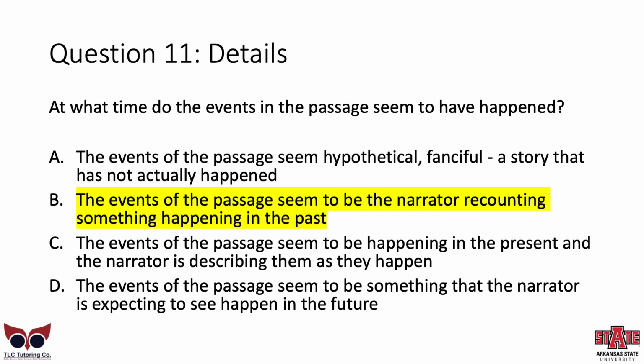Question 11. Details. At what time do the events in the passage seem to have happened? The correct answer is B. The events of the passage seem to be the narrator recounting something happening in the past.